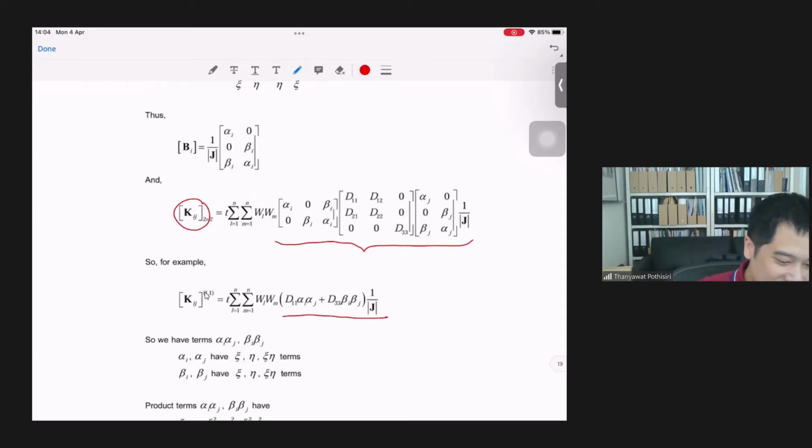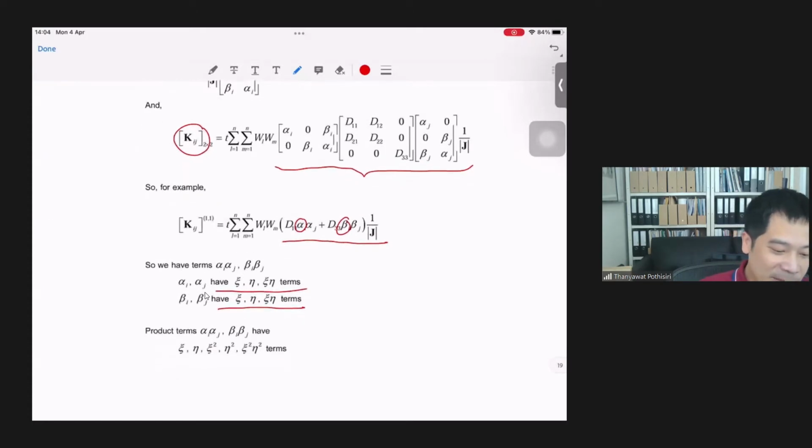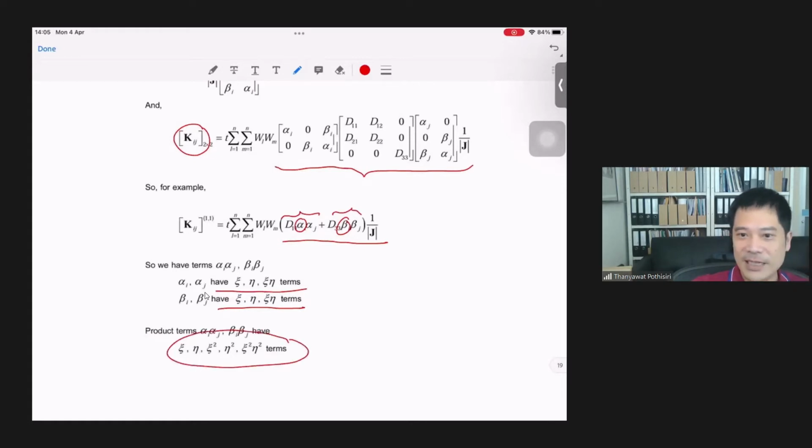and each of these alpha terms would have ξ and η terms, and each of these terms would also have ξ and η terms. So meaning that this term and this term would end up with these second order terms of ξ and η. Okay. So the question remains with this term right here, the determinant of the Jacobian matrix.